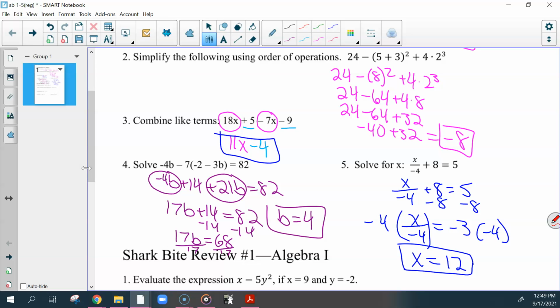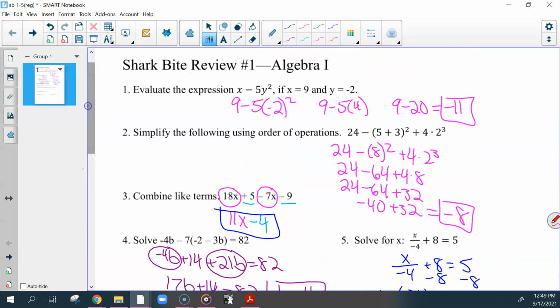Yes, Matt. What was number 1 again? Negative 11. Okay, so for number 1, when you evaluate, you're putting values in for variables and simplifying. So 9 in for x, negative 2 in for y, but make sure you're using parentheses. Make sure you're putting that exponent on the outside of said parentheses. Negative 2 squared is positive 4. Multiply negative 5 and 4 to get negative 20. And then subtract to get negative 11.